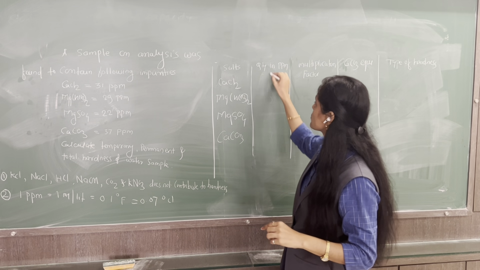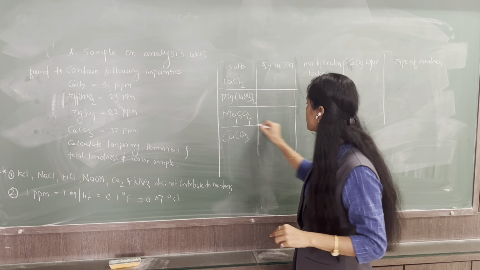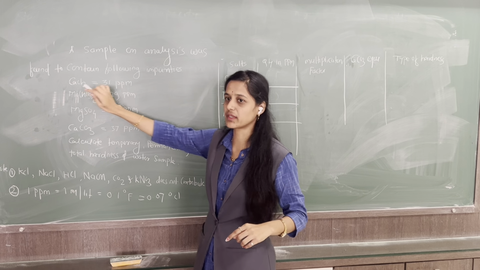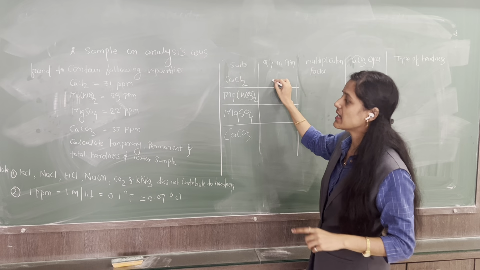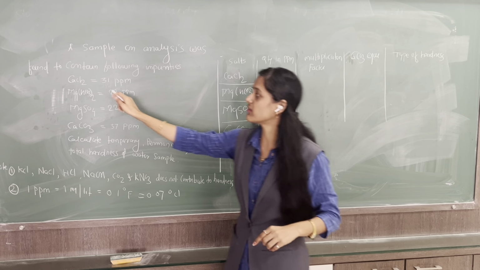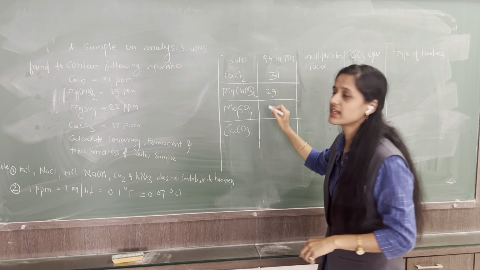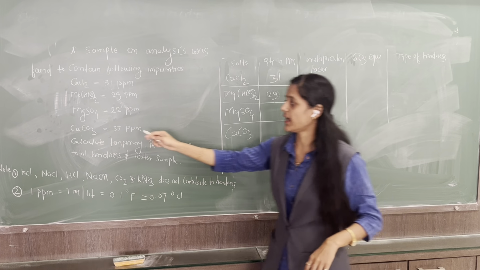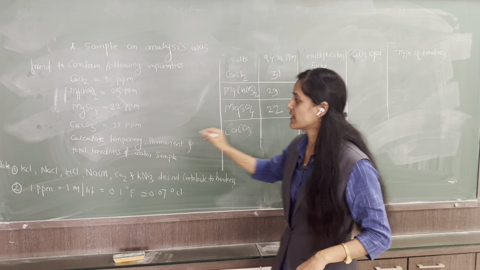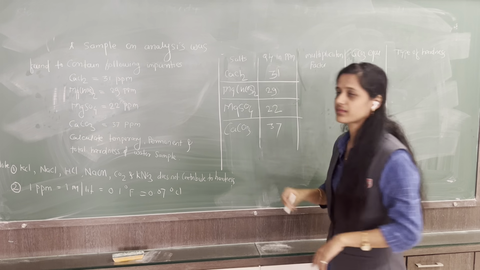Then in the next column you have to write the quantity in ppm. Whatever impurity is present in the water sample for that particular salt, you have to write in the second column. It is CaCl2 31 ppm, Mg(HCO3)2 it is 29 ppm, then MgSO4 it is 22 ppm, then CaCO3 it is 37 ppm.